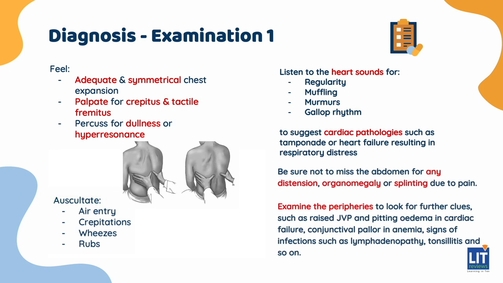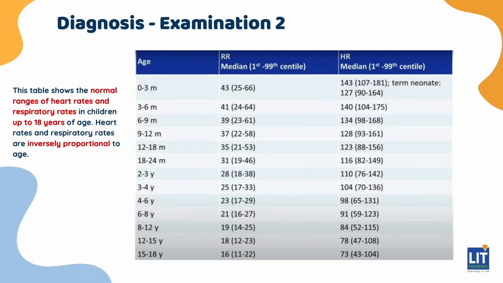Be sure not to miss the abdomen for any distension, organomegaly, or splinting due to pain. Also, examine the peripheries to look for further clues such as raised JVP and pitting edema in cardiac failure, conjunctival pallor in anemia, signs of infections such as lymphadenopathy, tonsillitis, and so on. This table shows the normal ranges of heart rates and respiratory rates in children up to 18 years of age. As mentioned, heart rates and respiratory rates are inversely proportional to age.